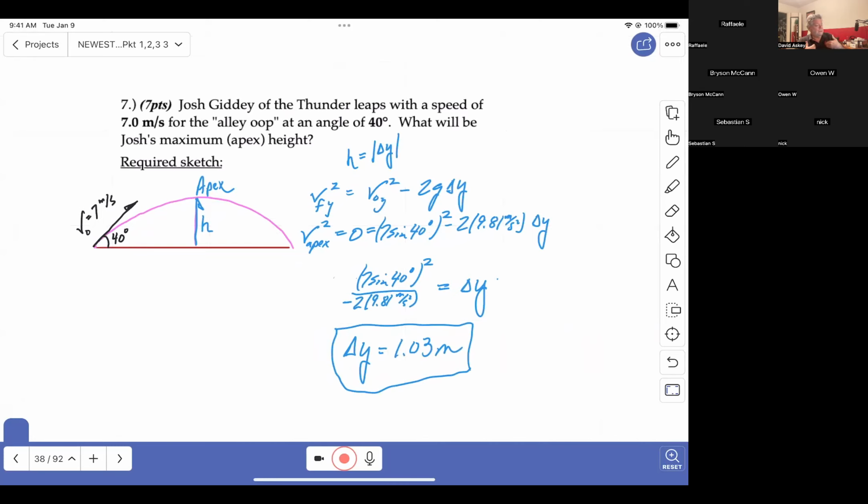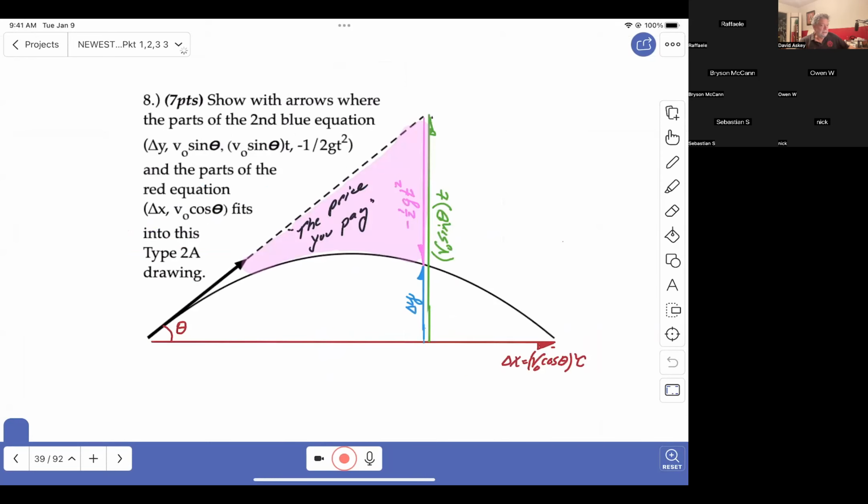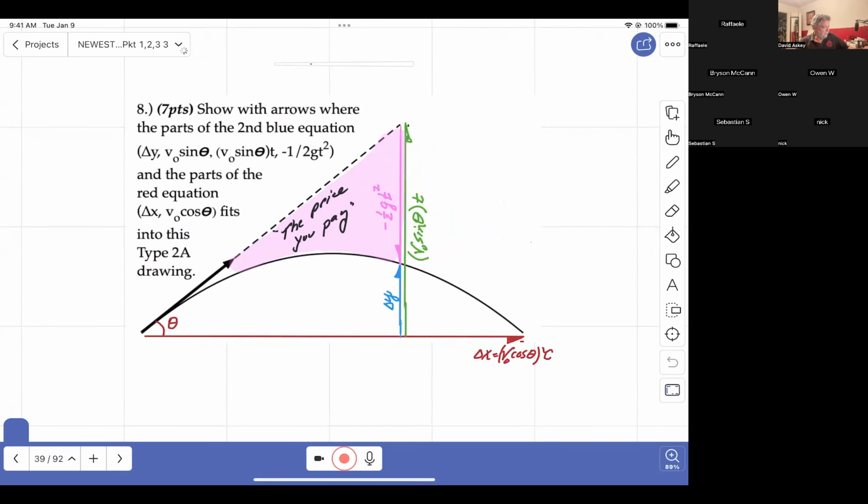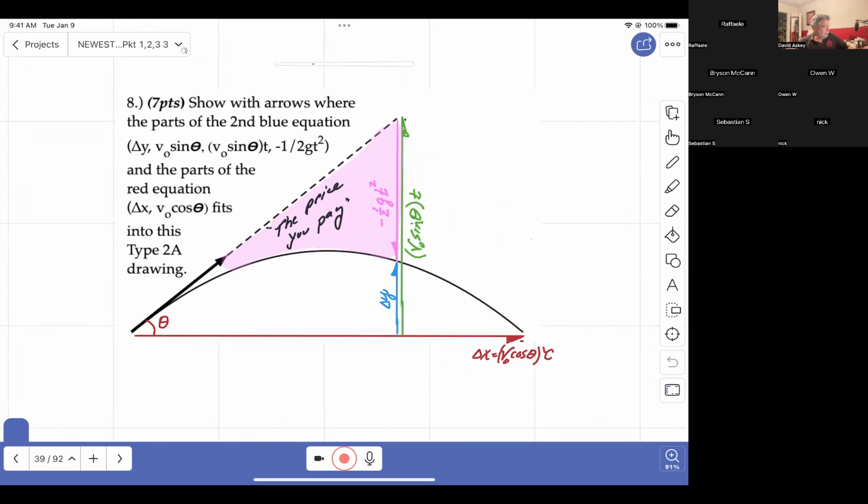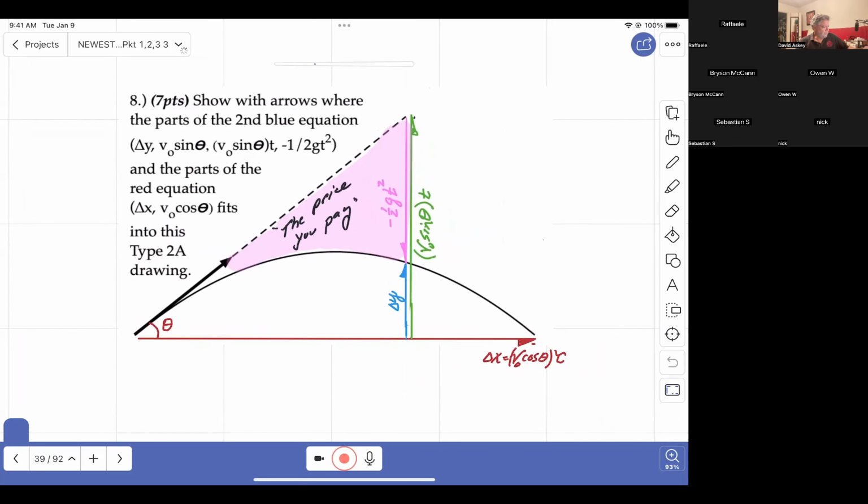I showed you my hops in class. I'm a little below Josh Giddy. I can get up there 4 or 5 inches. Jumping, that is.